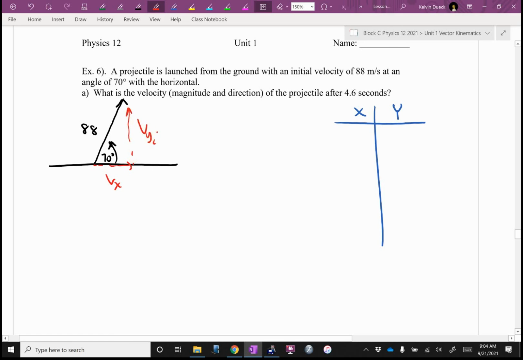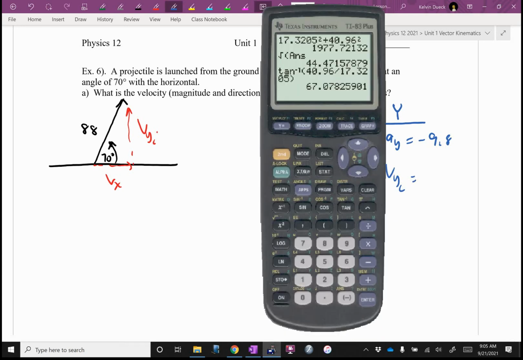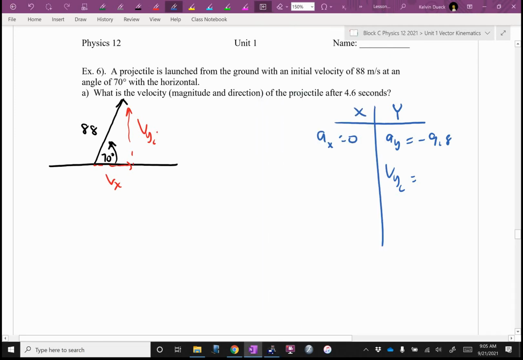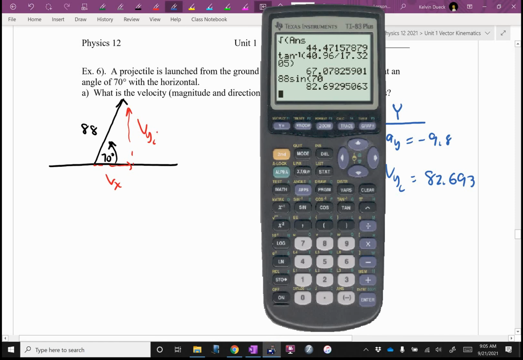Now, if this had been from a cliff horizontally, I could skip the trig because they would have given me the x component and the y component would be 0. Yay! But this is at an angle. AX is 0. AY is negative 9.8. VY initial was 88 sine 70, and I get 82.693. Vx was 88 cos 70, and I get 30.098.